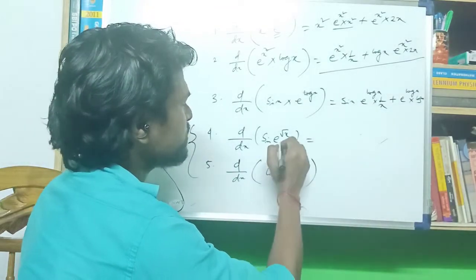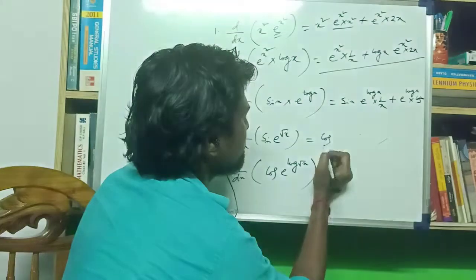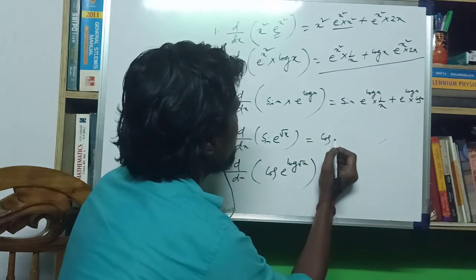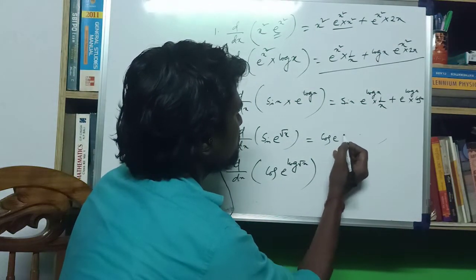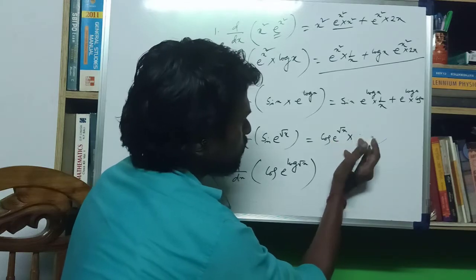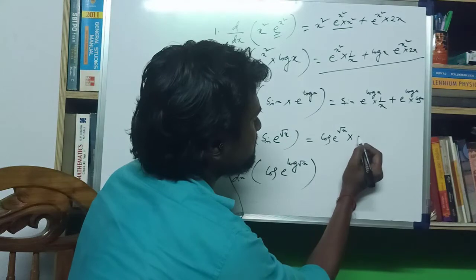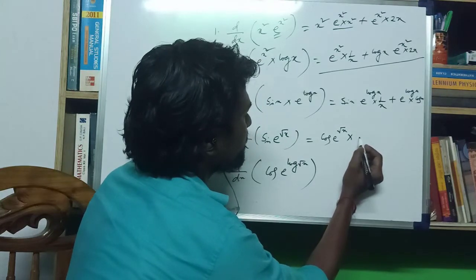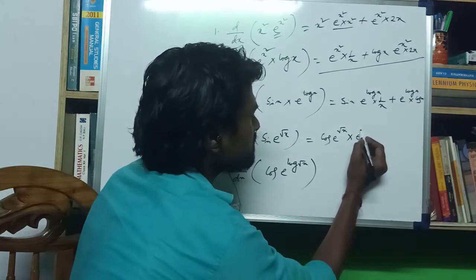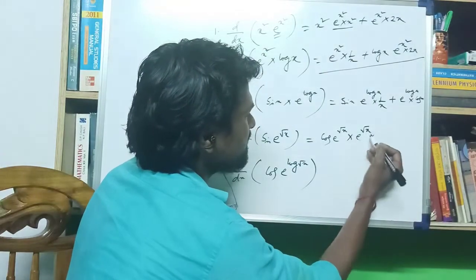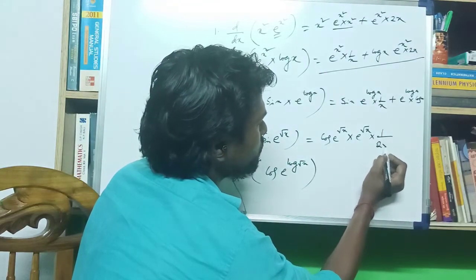And this one is sin e to the power of root x. So the derivative of sin x is cos e to the power of root x into e to the power root x. e to the power of root x means e to the power root x into derivative of root x means 1 by 2 root x.